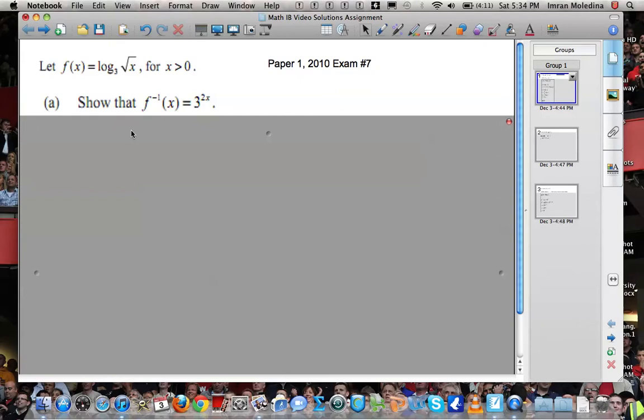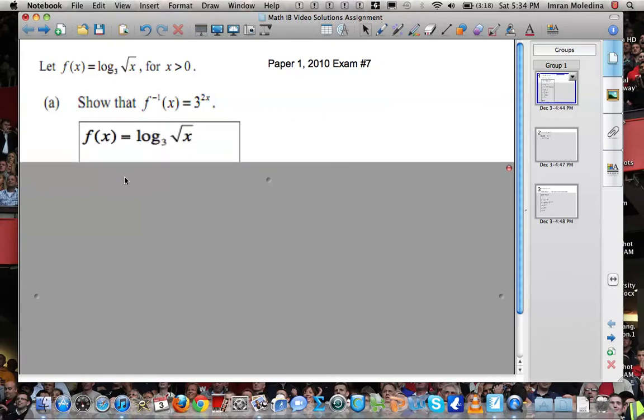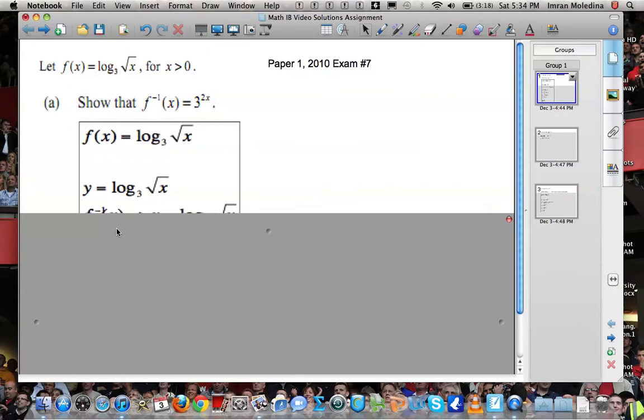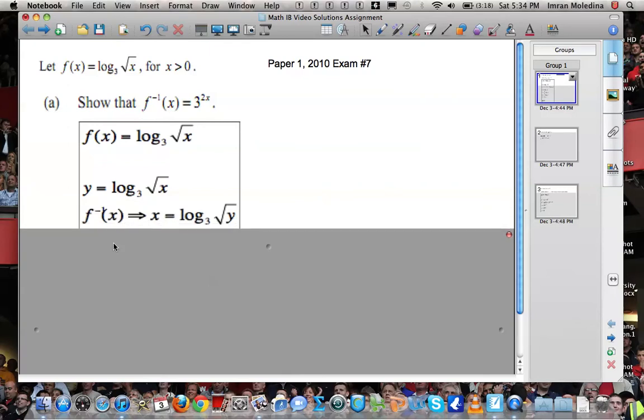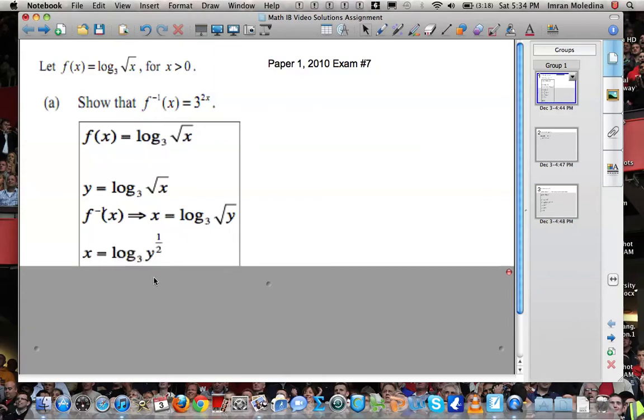So to this question we have to first realize that the inverse function means that x and y switch places. So if this is the original function, f of x equals log base 3 root x, and this is with y and x in it to make it a bit easier. If we switch x and y, we get x equals log base 3 root y. Now we also know that root y is the same thing as y to the power of 1/2. So we can rewrite this to say x equals log base 3 of y to the power of 1/2.